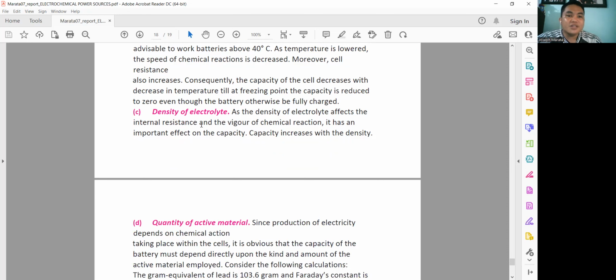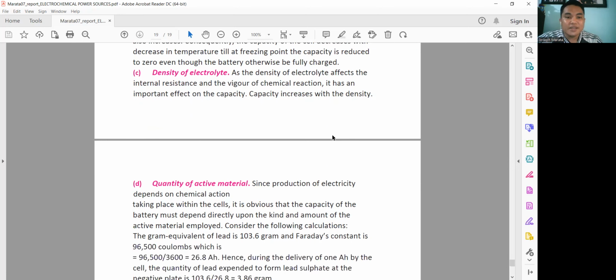Third is the density of electrolyte. As the density of electrolyte affects the internal resistance of the cell and the vigor of chemical reaction, it has an important effect on the capacity. Capacity increases with the density. Fourth is the quantity of active material.